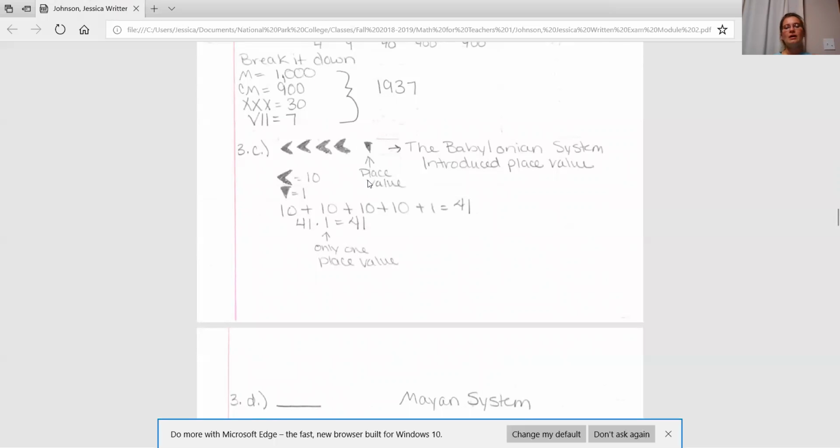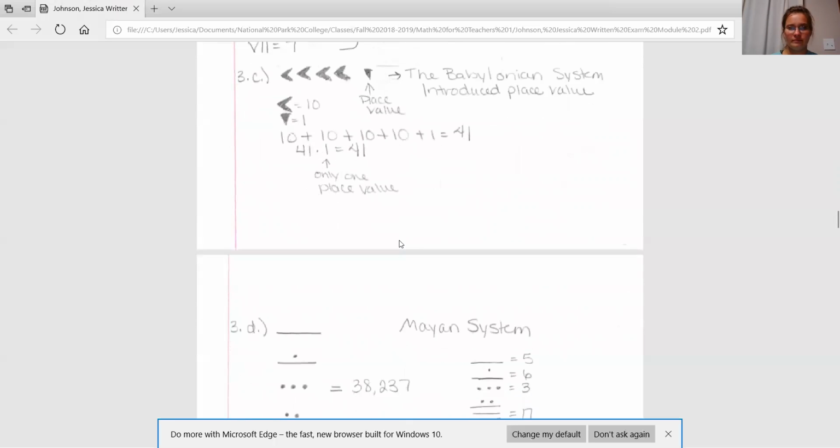The Babylonian system, you have symbols, these little icons here that look like arrows and then an upside down triangle. Very important. That is a place value. So you have 10 plus 10 plus 10 plus 10 plus 1 equals 41, but pay attention to the place value. You only have 1, so you're going to take 41 times 1 equals 41.